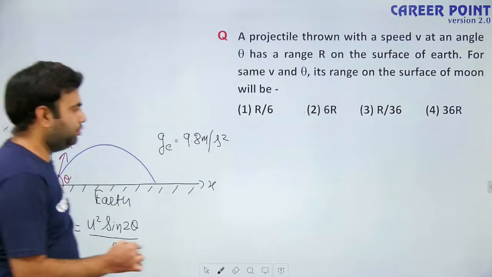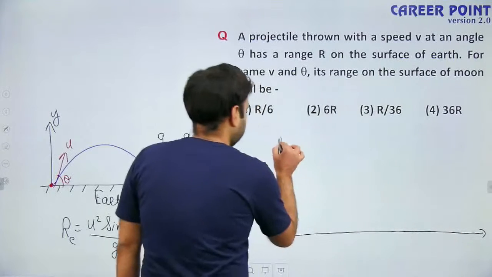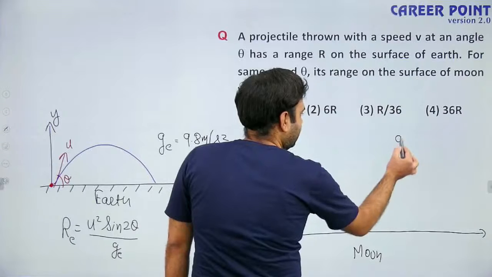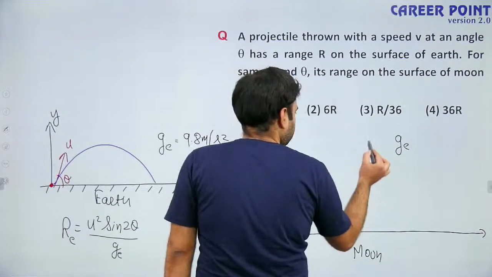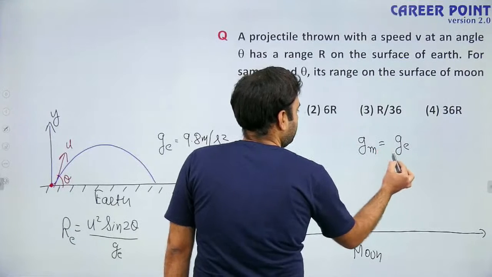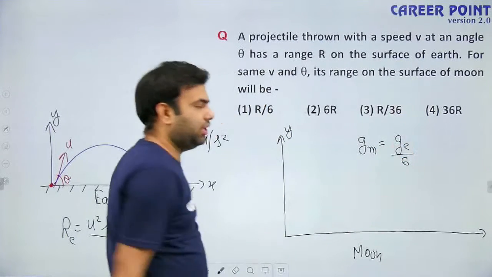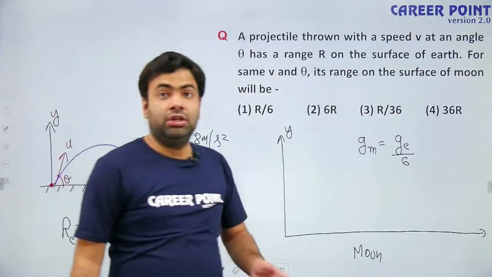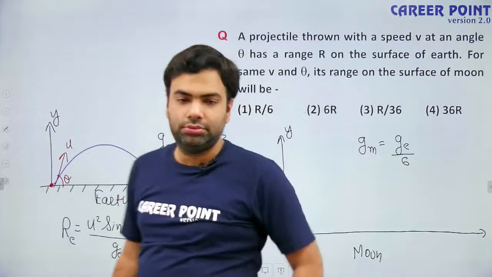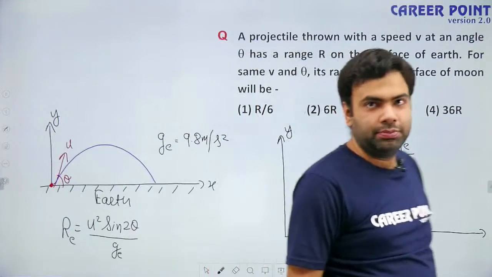Now what we are going to do? We are going to do the same experiment on the moon. If we talk about the moon, what is acceleration due to gravity on the surface of moon? Acceleration due to gravity on the surface of moon is equal to acceleration due to gravity on the surface of earth divided by 6. Acceleration due to gravity on earth is 6 times of that on moon. Okay, Janmijay Mishra, well done, very good. You have given the correct answer, very good.